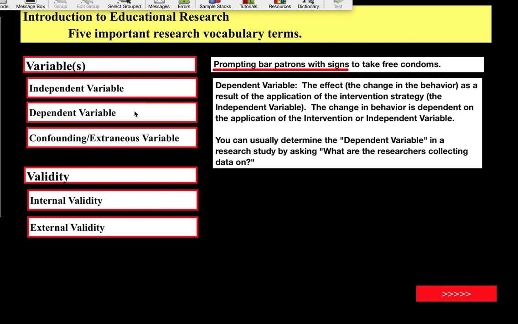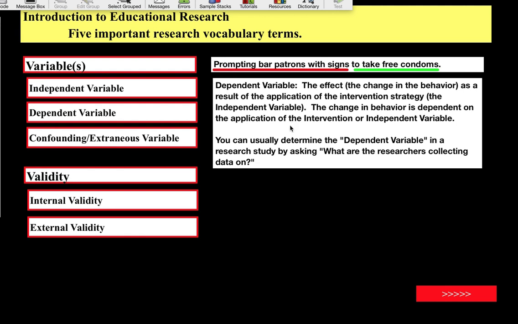Now, the dependent variable is the effect or the change in behavior as a result of the application of the intervention strategy or the independent variable. So the change in behavior is dependent on the application of the intervention or independent variable. In this case, the effect was the number of condoms taken. That was the change. So that was the dependent variable. It was dependent on the intervention or the independent variable.